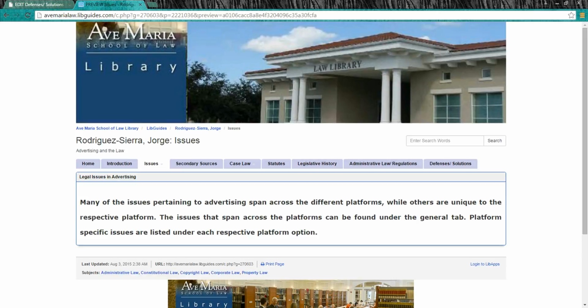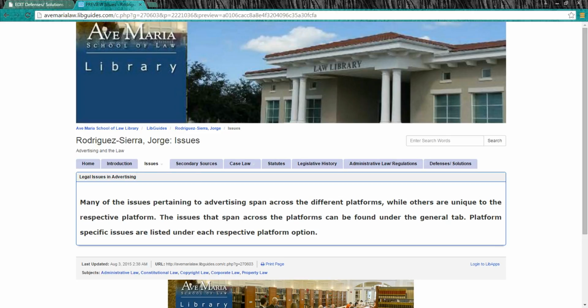So the first page of the Issues tab talks about how many of the issues pertaining to advertising span across the different platforms, and how in the first tab, the general tab, we'll discuss the issues that kind of span the gamut of the different platforms. And then in each of the main platforms that I focused on, there's television, radio, online.